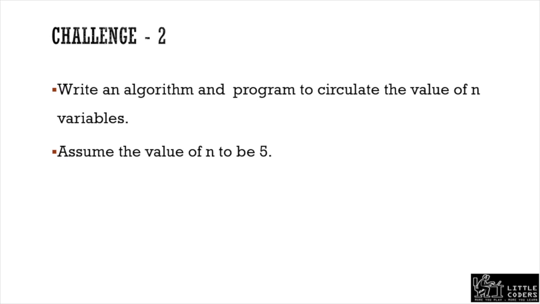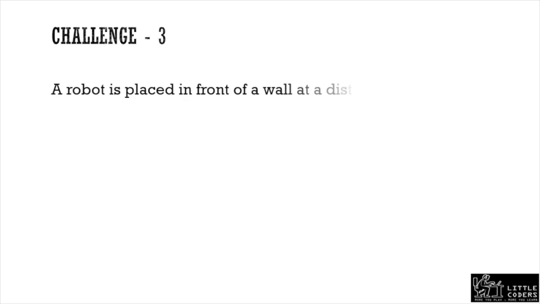So first is stored as the second value, second is stored as the third value, third is stored as the fourth value, fourth is stored as the fifth value, and fifth is stored as the first value. Or the reverse order. Any one logic can be tried, and you can write an algorithm as well as the program for this. After that we can see the other important things.